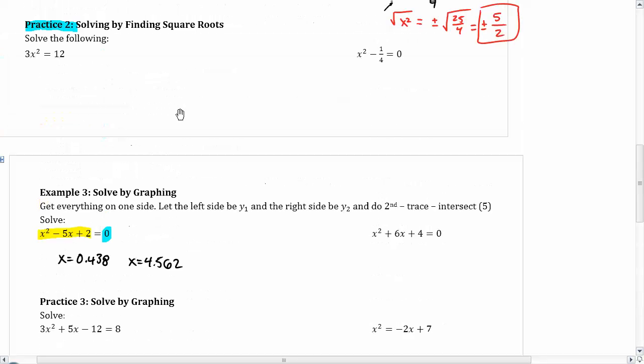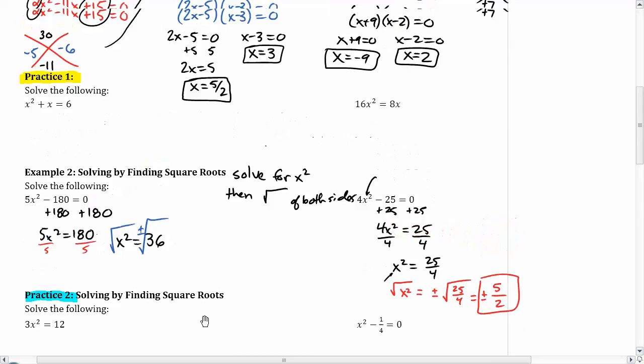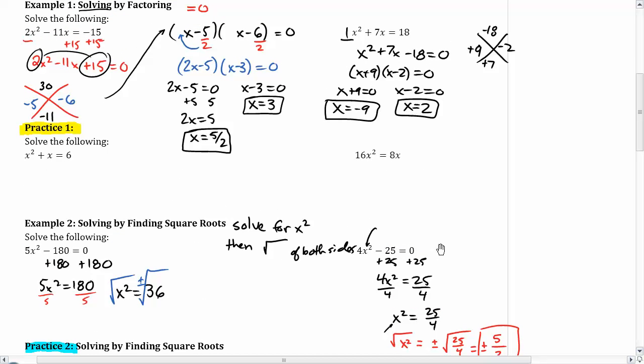So let's review very quickly. We can solve by factoring from the first page, where you need to set it equal to 0, factor it, and then set both sets of parentheses, both factors equal to 0, and solve each one. So either x is 5 halves or x equals 3.